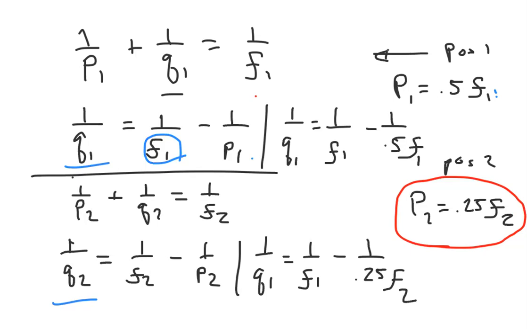So let's do the math step by step here. Oops, I wrote these in terms of 1. They should be 2 down here. So what's the top one? What's 1 over F1 minus 1 over 0.5F1? What's that going to be equal to?